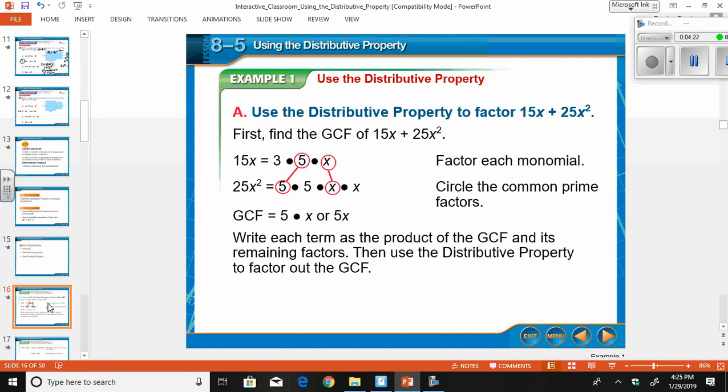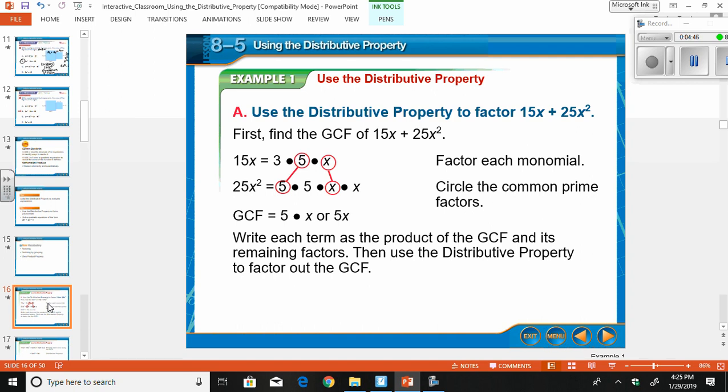Use the distributive property to factor 15x plus 25x squared. So what we're looking for is what they have in common. So the greatest common factor of 15 and 25. They're showing you what goes into 15. So they have 3 times 5 times x, and 25x squared, we have 5 times 5 times x times x. So what do they have in common? They have a 5 and an x.